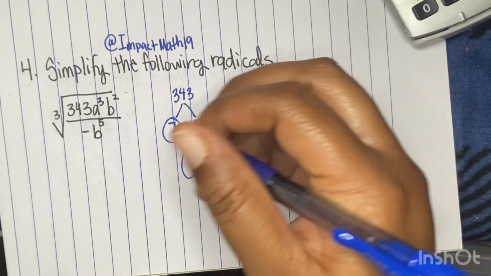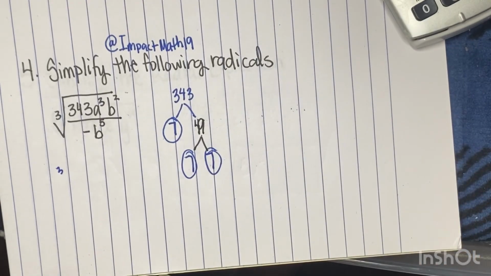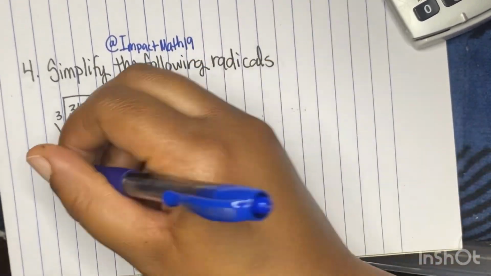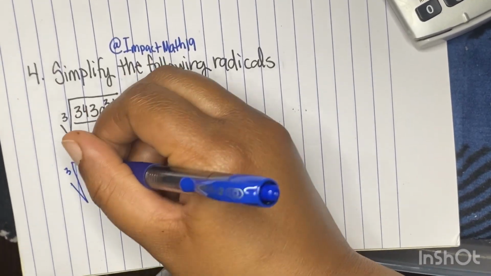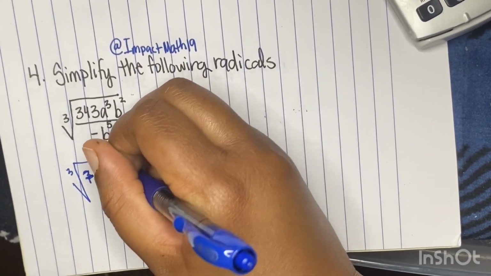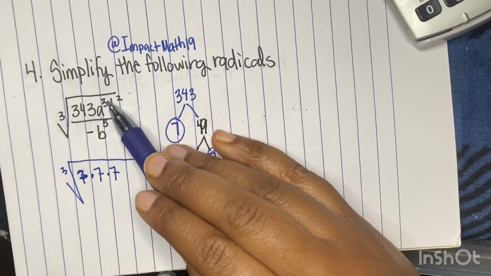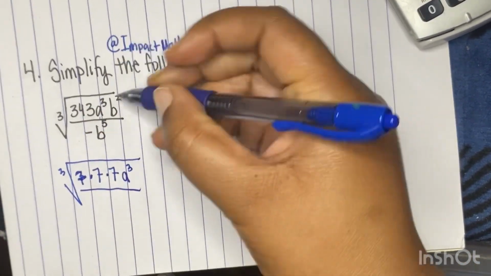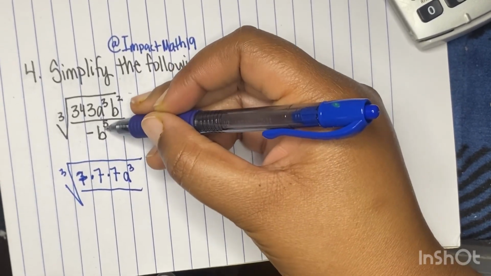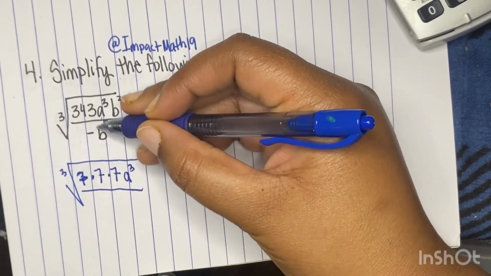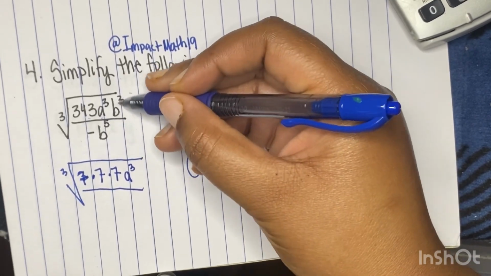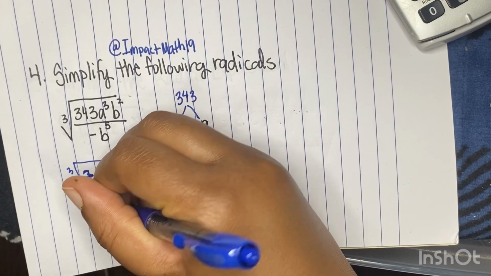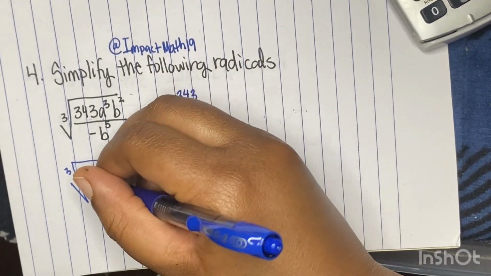So we have a cube root. Okay, we have a cube root. And we have 7, 7 times 7 times 7. We also have an a to the 3rd. And then we can simplify this. So we have b to the 2nd over b to the 5th. And whenever you're dividing variables, you can subtract their exponents. So we can get b to the 3rd.